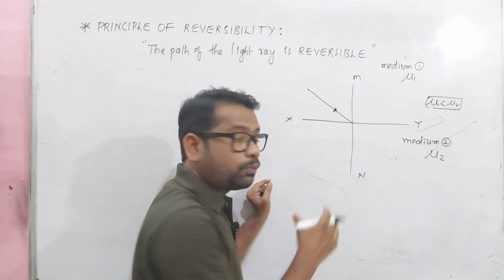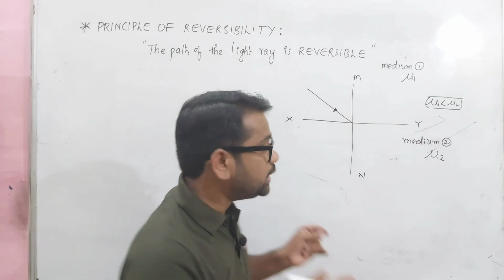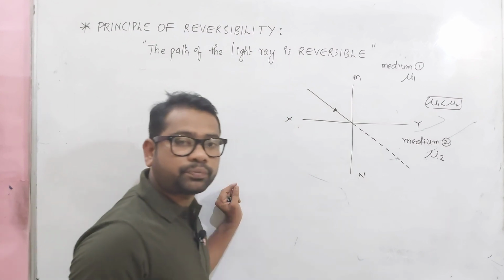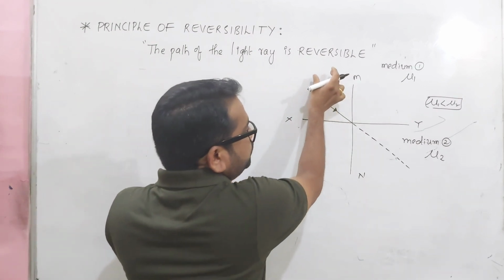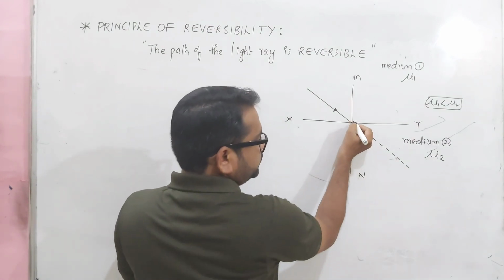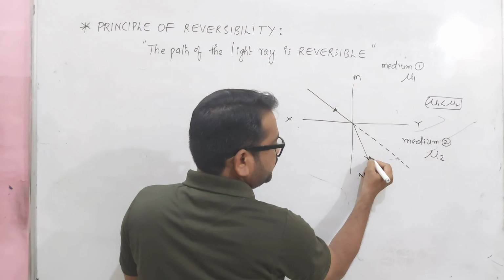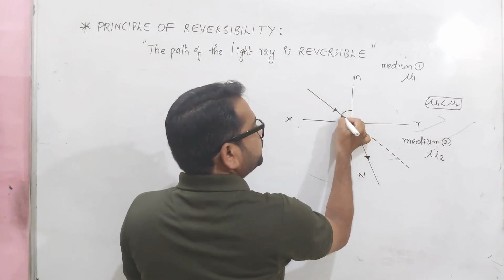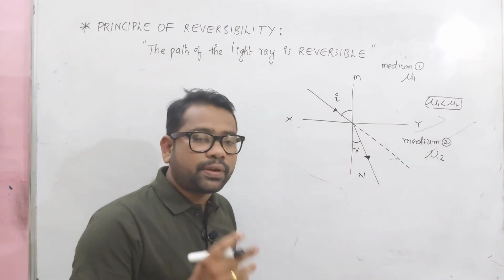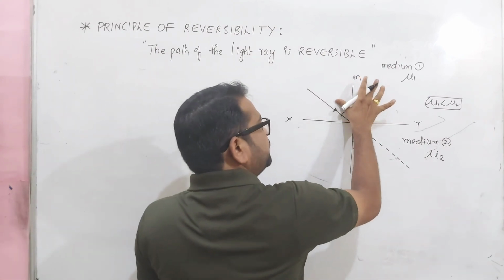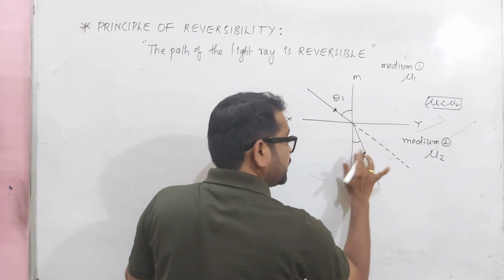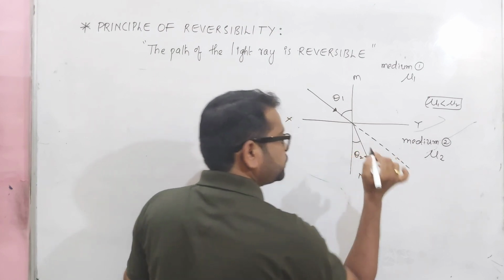Children, if there is no second medium, what would happen? Light would have traveled along a straight line path like this. But as light moves from a rarer to a denser medium, it slows down, due to which it will move towards the normal. This is how it will get refracted. This is the angle of incidence and this is the angle of refraction. For the sake of convenience, let us take the angle of incidence as theta 1 and the angle of refraction as theta 2.